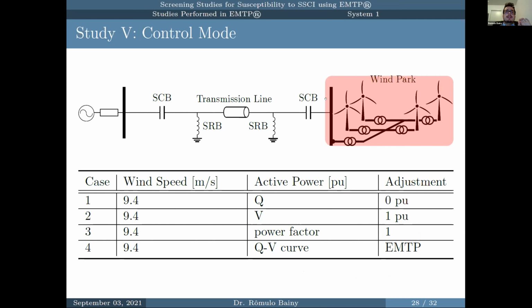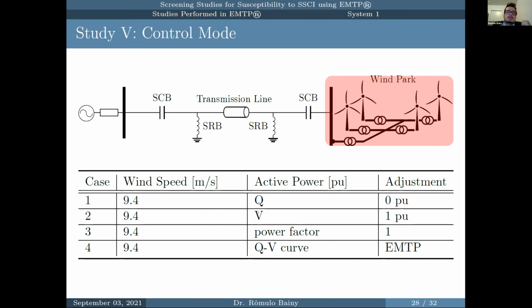If we move to study number 5, which is the control mode. Here I kept the speed the same for all cases. So we go from case 1 to 4. The wind speed is going to be 9.4 meters per second for all of them. And the control modes here, the first one is the reactive power control that we set to 0 per unit.